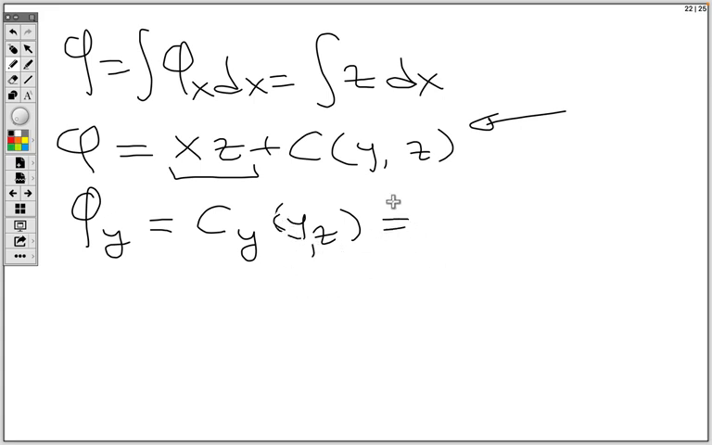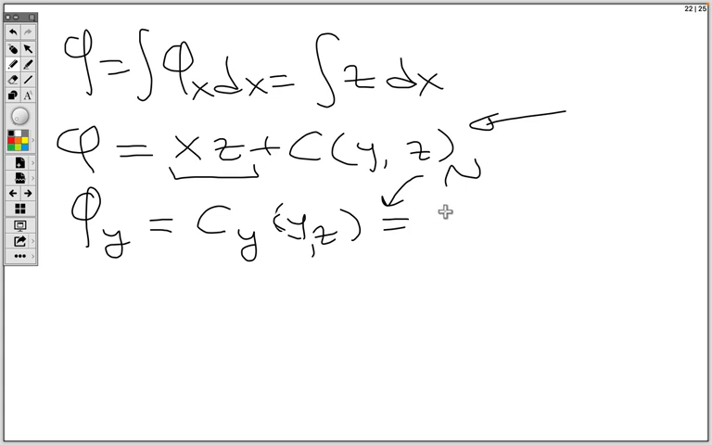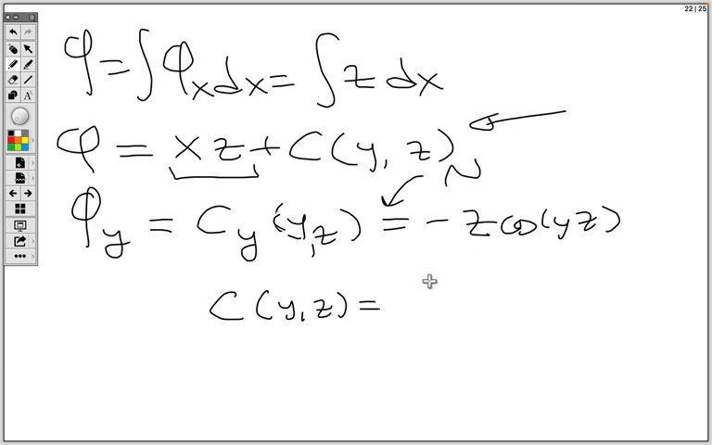And what is this supposed to be? That's supposed to be the n. That's supposed to be minus z cosine yz, right? So I can figure out what c is now by integrating this with respect to y. So now we're sort of back into the same situation we were in the first example.